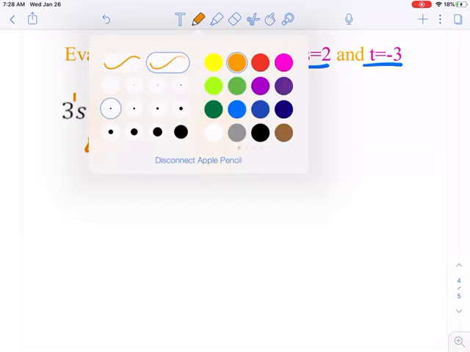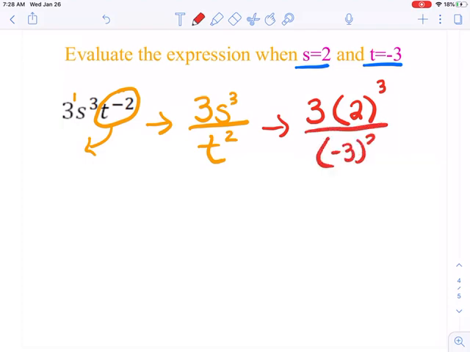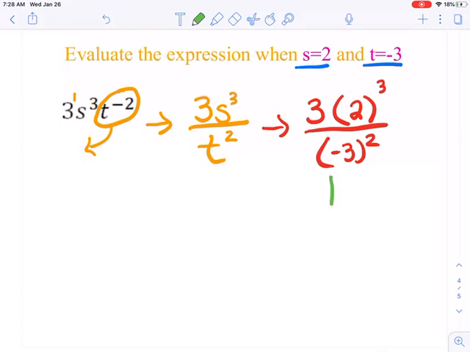So now I can go ahead and plug in what s and t are, just using substitution. Just like before, whenever I plug something in, I always put it in parentheses. So it's 3 times 2 to the third, over -3 to the second. From here we simplify just using PEMDAS. So if I'm using PEMDAS here, remember we have to deal with our exponents first. And we're going to do our numerator and denominator separately here to start.